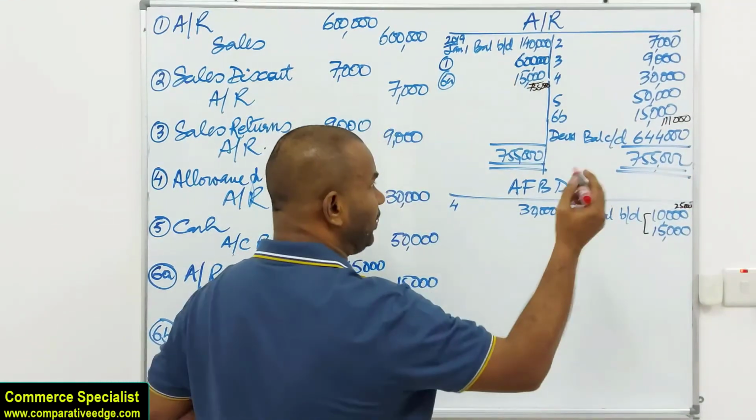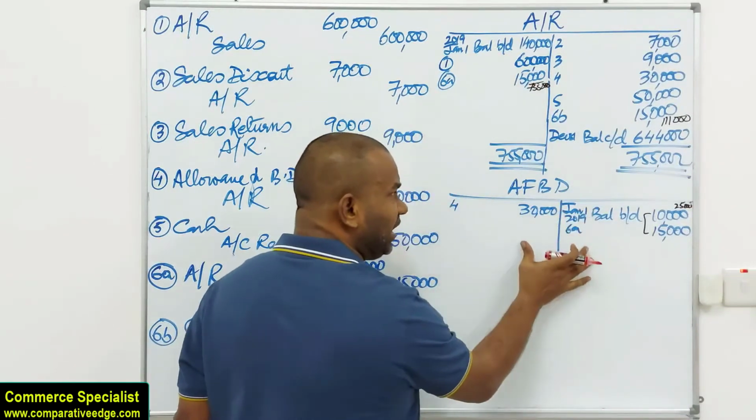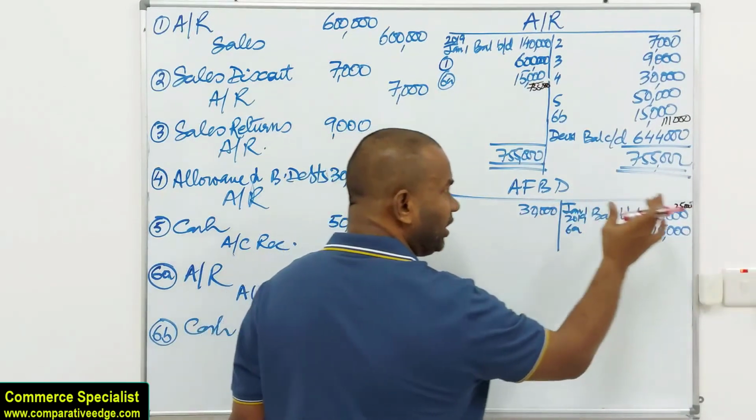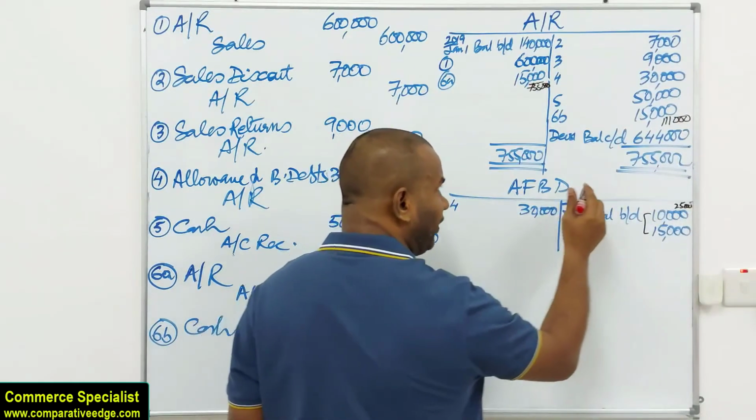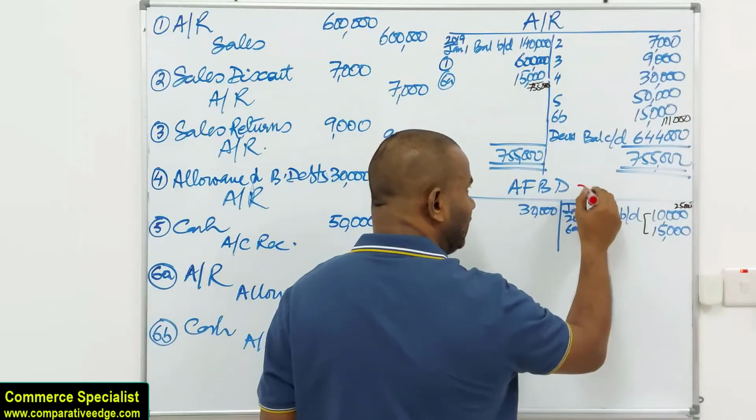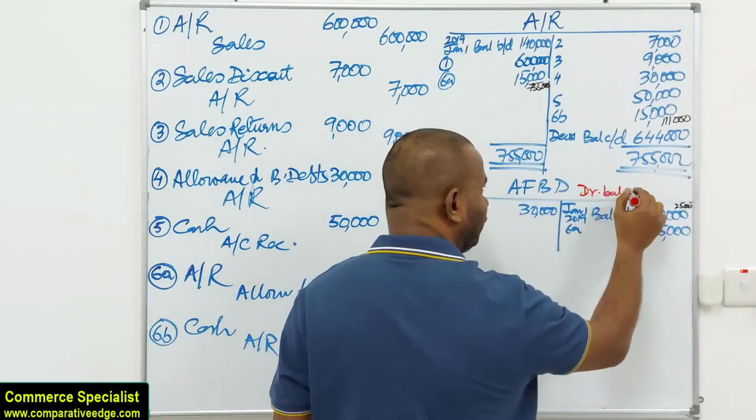If the debit side is greater by 5,000, so that's an existing balance. So I'm just writing here to make you understand. At the moment, this T account, debit side is 30, credit is 25. So the debit is greater by 5. So I'm writing here it has a debit balance of 5,000.